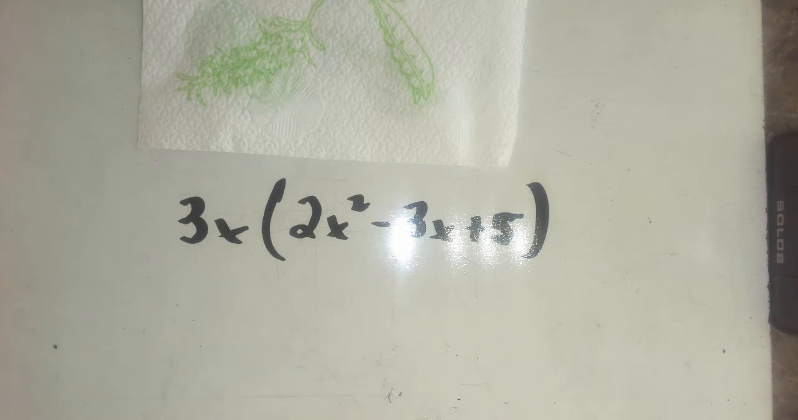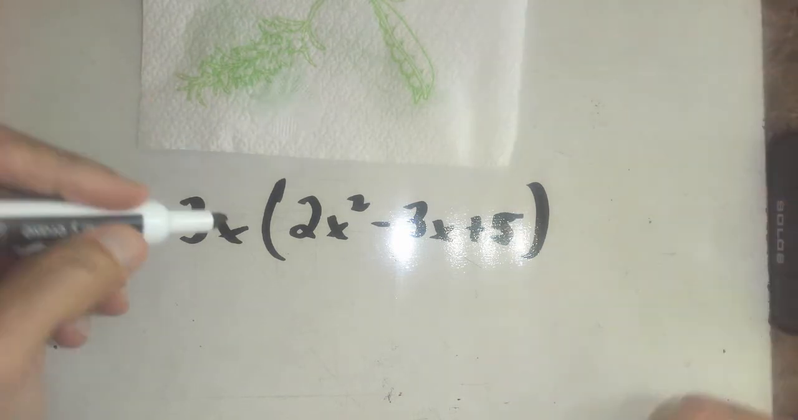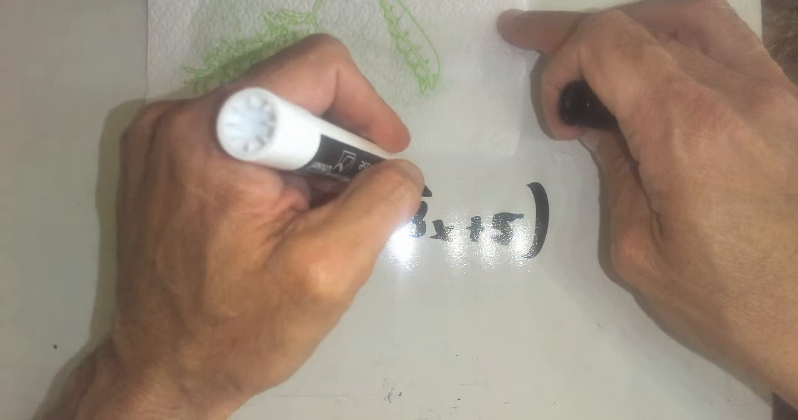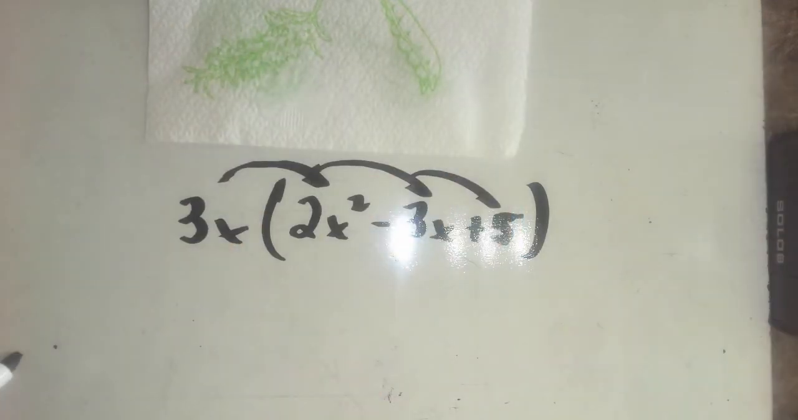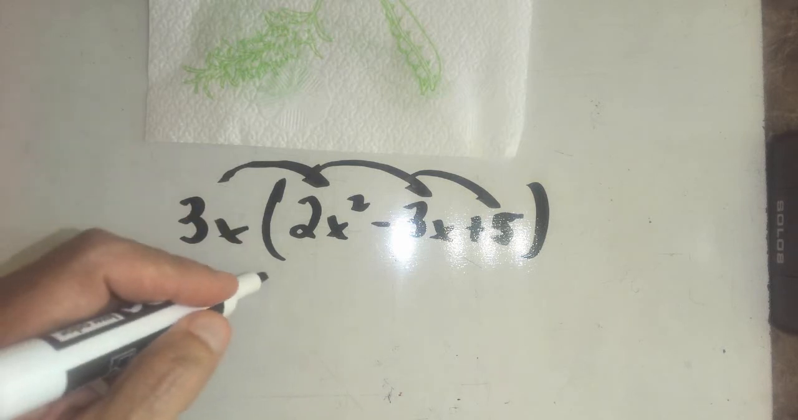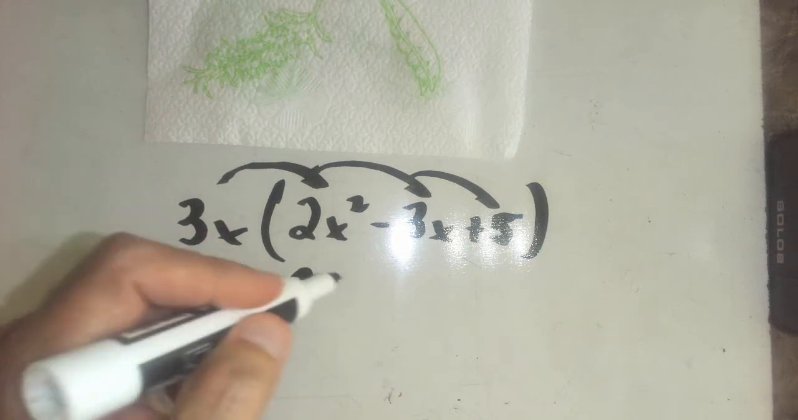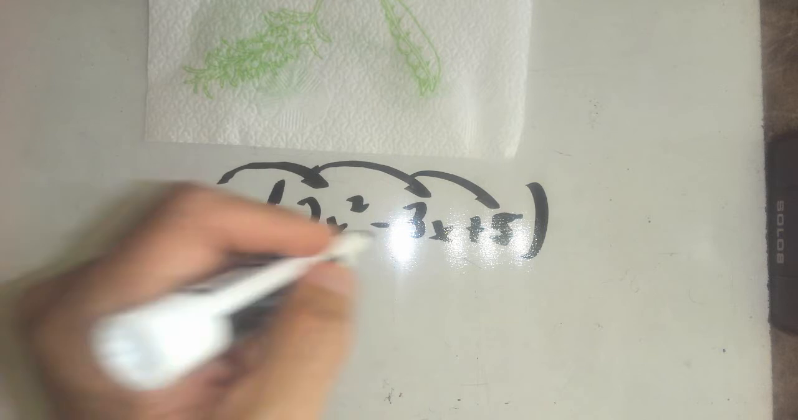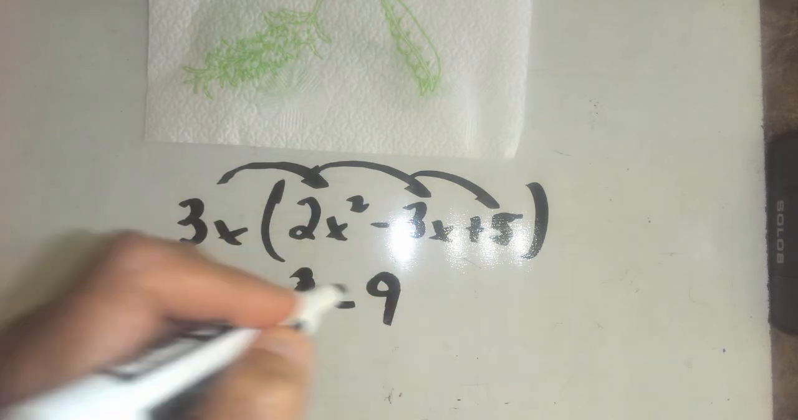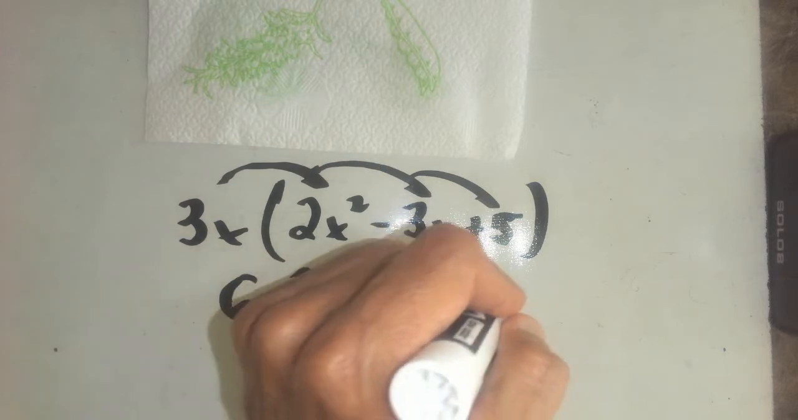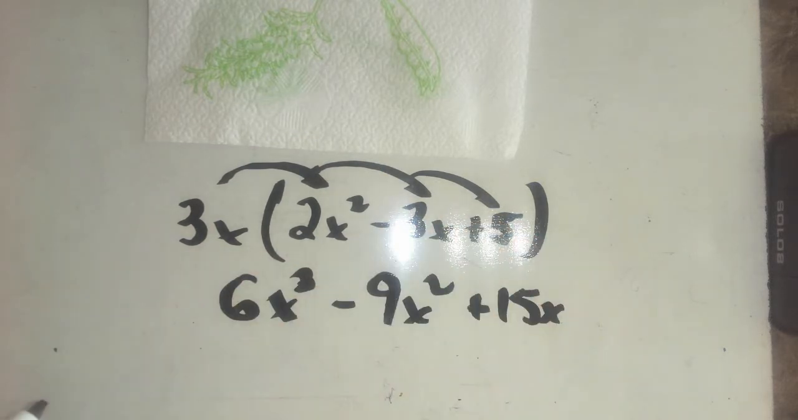So, quick review. In the past, we have taken a monomial and distributed it. I'm just going to draw my arrows. Again, you can just watch, or you can write this out with me. The good thing about a video is you can pause it, rewind it, fast forward it, and do all that wonderful stuff. I'm going to take 3 times 2, which is 6. I'm going to take x times x squared, which is x cubed. Then I'm going to take 3x times negative 3x, and I get negative 9x squared. And I'm going to take 3x times 5, and I get 15x. And we're done. This is what we've done before.